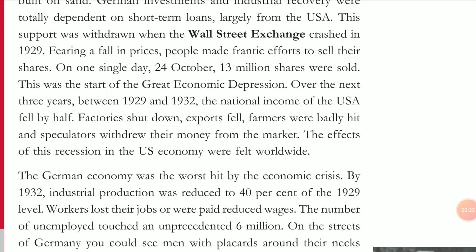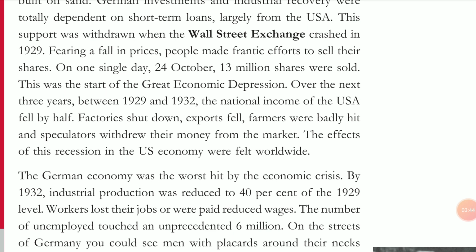Factories shut down, exports fell, farmers were badly hit, and speculators withdrew their money from the market. So what happened? Now everybody started suffering from top to bottom, from a farmer to a money lender to an industrialist. Everybody started suffering from the Great Depression.